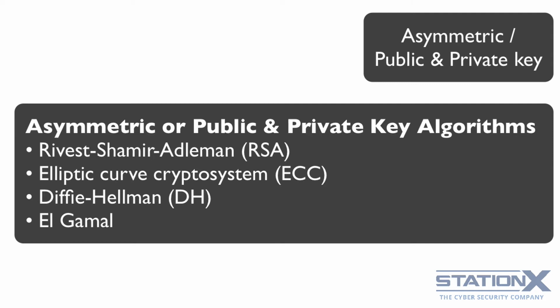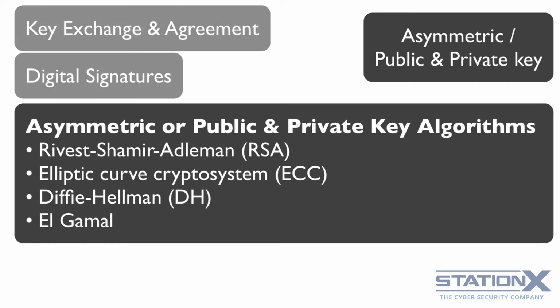There's Diffie-Hellman, and the security of this comes from the algorithm calculating discrete logarithms in a finite field. Diffie-Hellman is becoming more popular because it has a property called forward secrecy, which we'll discuss later. And then you've got El-Gamal, and the security of this algorithm comes from calculating discrete logarithms in a finite field as well. These asymmetric algorithms help solve the problem of exchanging or agreeing keys, and also allow for something called digital signatures.